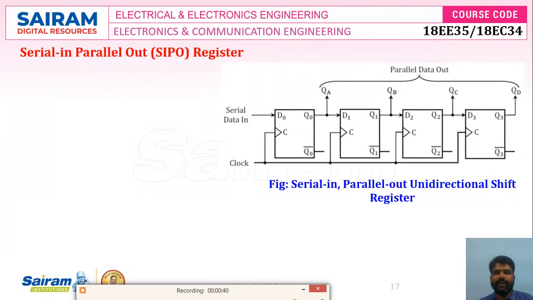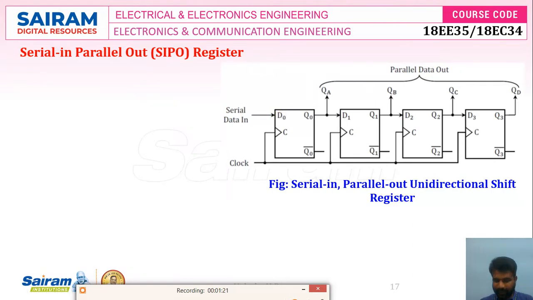See, this is the configuration of serial in parallel out register. It is very similar to the previous serial in serial out register. The only difference is we are taking the individual output to the output terminal. We connected Q0 to output terminal QA, Q1 to output terminal QB, Q2 to QC, and Q3 to QD. And these we call parallel data. The remaining connection is the same as the previous. So this is the serial data in that will be applied to the leftmost input.